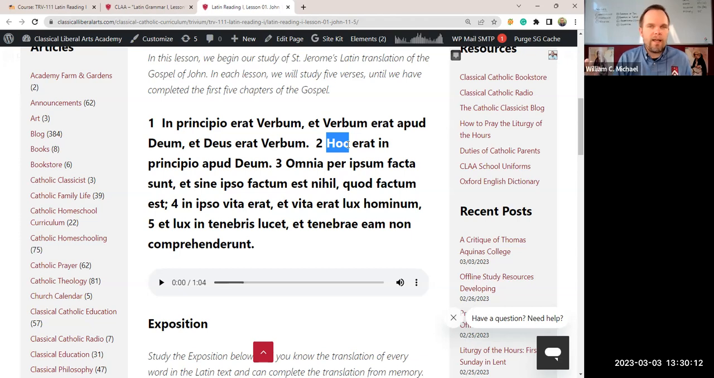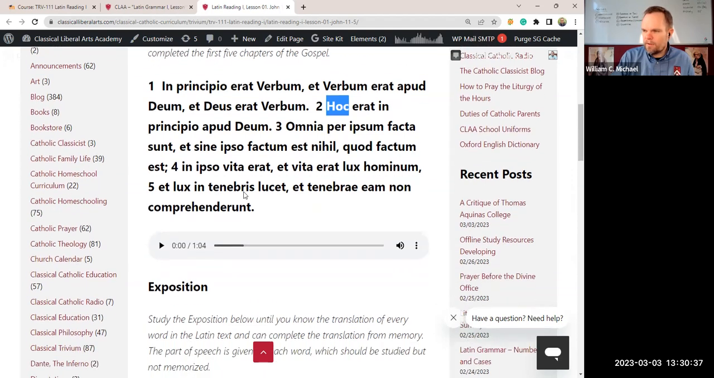So gender in Latin is very important because a noun and an adjective always have to agree in gender. A noun and a pronoun always have to have the same gender. So we can use gender to translate. In Latin, it's very important, whereas in English, we really don't care about gender that much. It's not that important. All right, let's look at another example here.